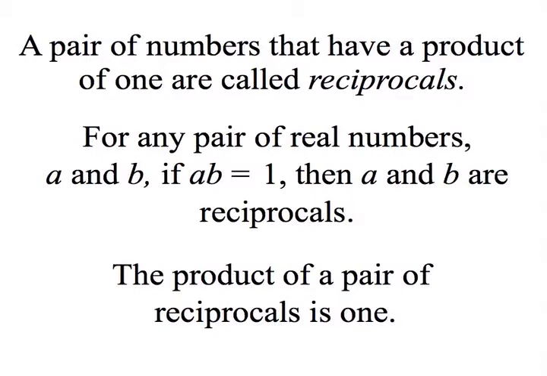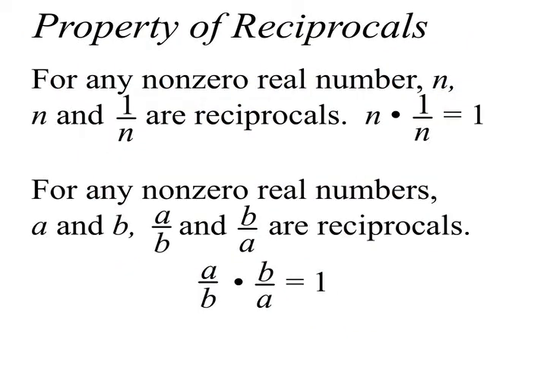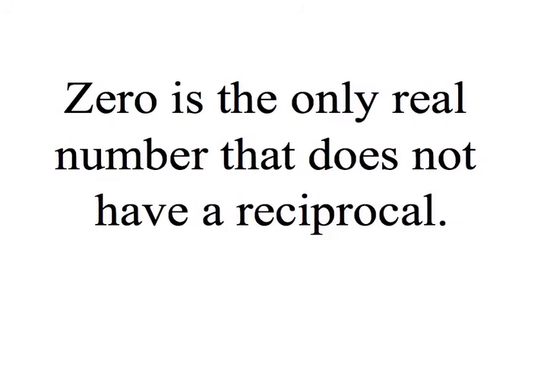A pair of numbers that have a product of 1 are called reciprocals. For any pair of real numbers a and b, if a times b is equal to 1, then a and b are reciprocals. The product of a pair of reciprocals is 1. Here is the property of reciprocals. For any non-zero real number n, n and 1 over n are reciprocals. n times 1 over n is equal to 1. For any non-zero real numbers a and b, a over b and b over a are reciprocals. a over b times b over a is equal to 1. And 0 is the only real number that does not have a reciprocal.